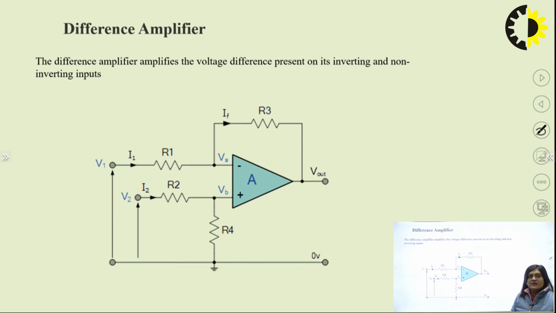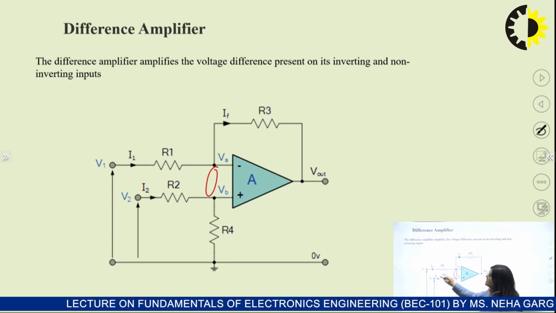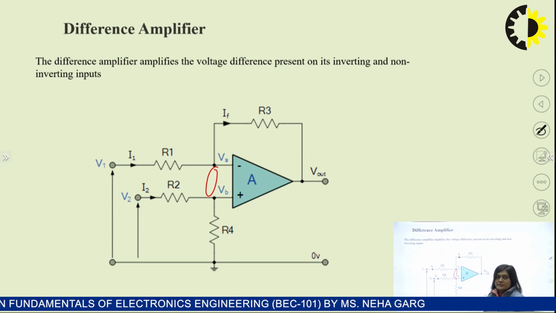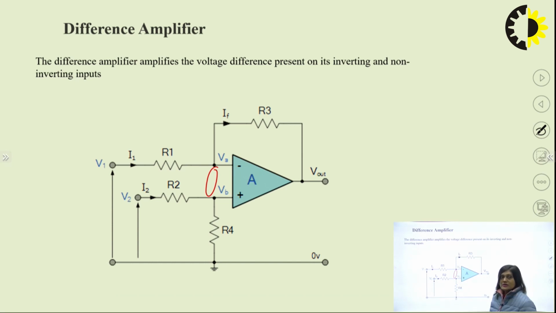After that, the difference amplifier is there. In the difference amplifier, we can see R1 and R2. We are providing V1 at the inverting input and V2 at the non-inverting input, and the output is there here. So the input signal will be the difference of both V1 and V2, and we have applied the input at the inverting input and also at the non-inverting input.